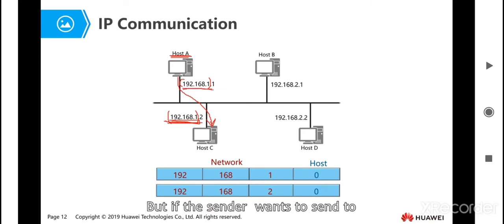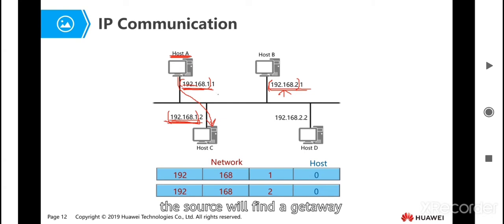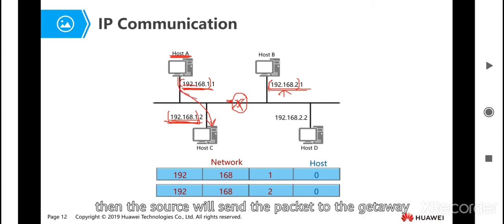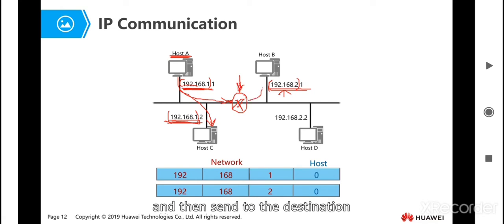But if the sender wants to send to a destination with a different network address from the source, then the source will not send directly to the destination. The source will find the gateway. For example, if you deploy a router in between these two networks, then this address is the gateway. The source sends the packet to the gateway, then the gateway searches the routing table and sends to the destination.